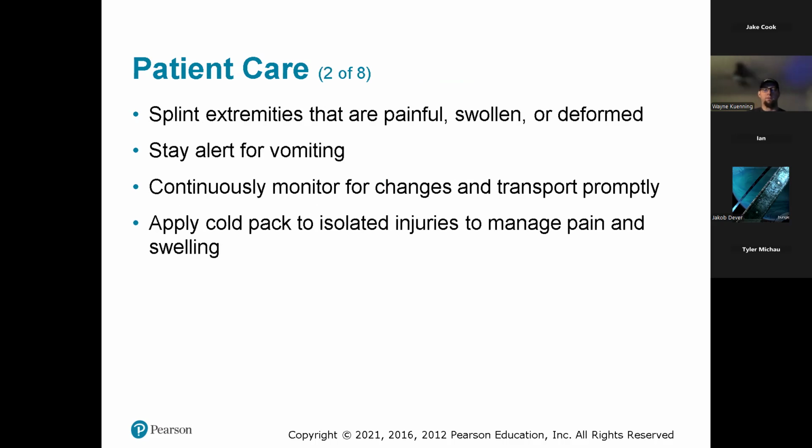Once we've initiated transport, we're going to splint extremities that are painful, swollen, or deformed. If they throw up, obviously position them in the recovery position if you're capable of doing so and they don't have any spinal injuries, otherwise airway suctioning. All of our patients need vital signs checked at a minimum of every 15 minutes. If you suspect shock, every 5. Cold packs to isolated injuries to manage pain and swelling. That's pretty heavily important.